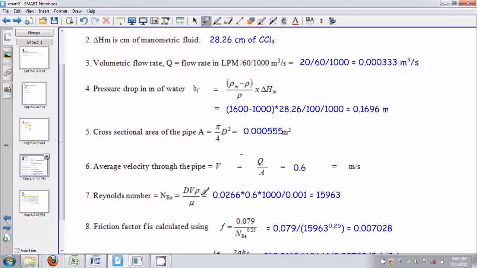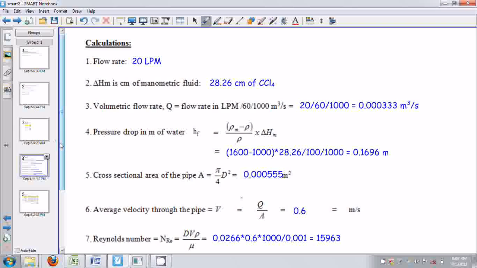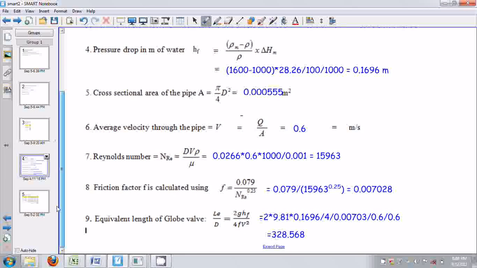Reynolds number is d V rho by mu, where D is the diameter, V is velocity, and density and viscosity of water. Then with this Reynolds number, calculate the friction factor. This is the friction factor. And with these things, calculate the equivalent length of the globe valve.